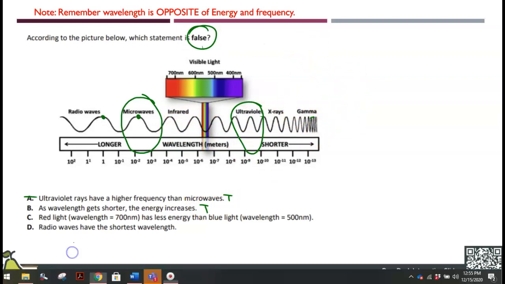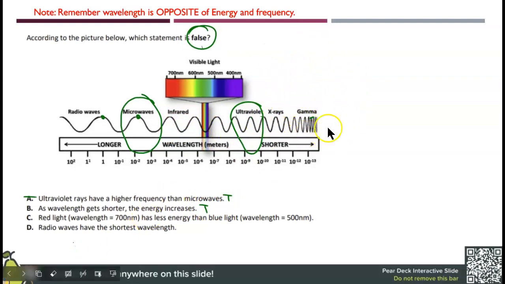Remember here on the right side, where you have your gamma rays and X-rays, they have high energy and high frequency, but remember, wavelength is opposite. It would have a short wavelength, where here on the left side it's long.